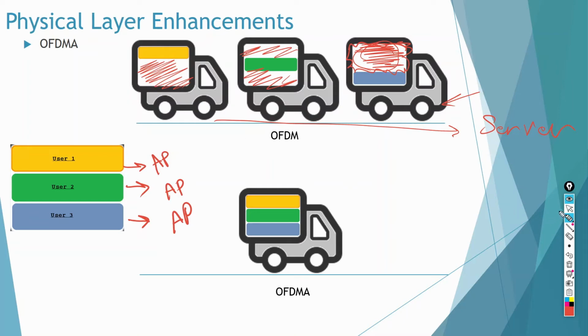Okay, so by this example, we can see that we can put the 3 users' data in one transmission and send it all the way to the server. Okay, let's clear things.